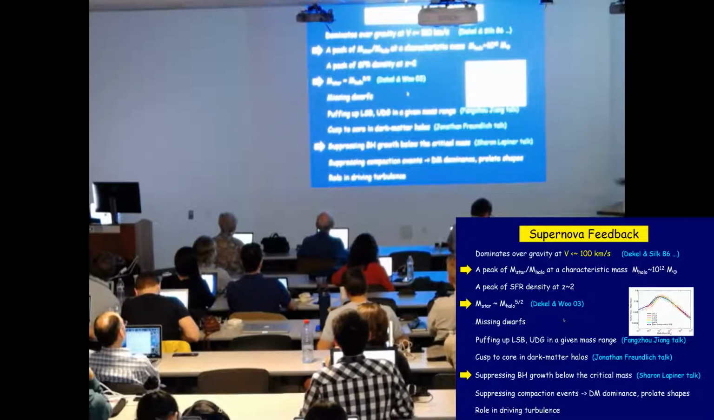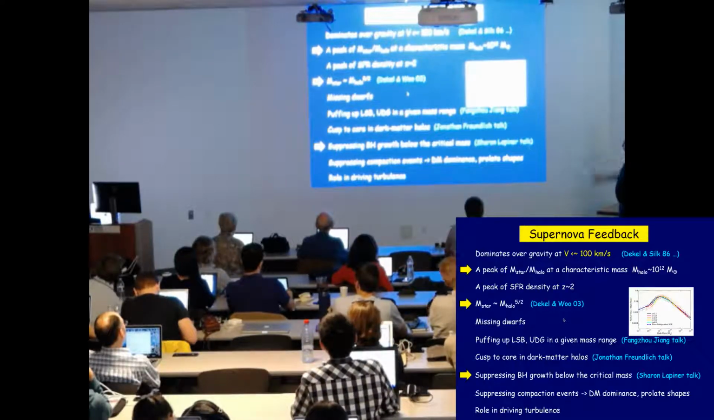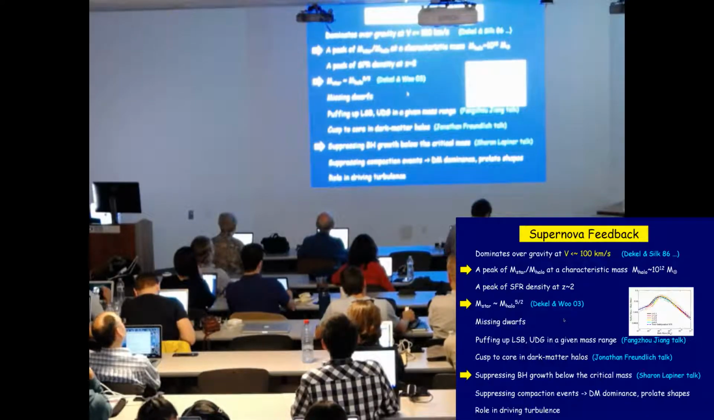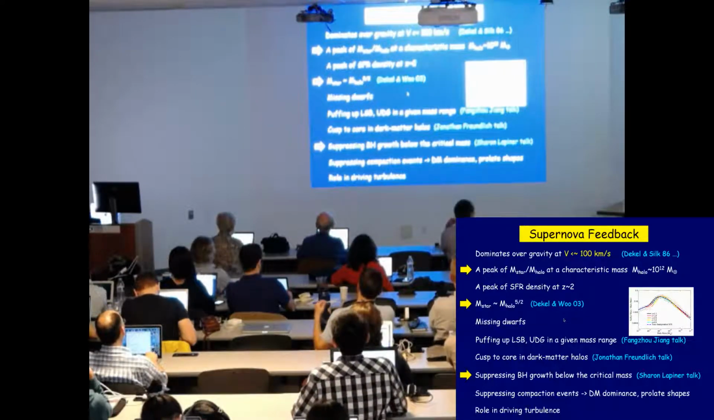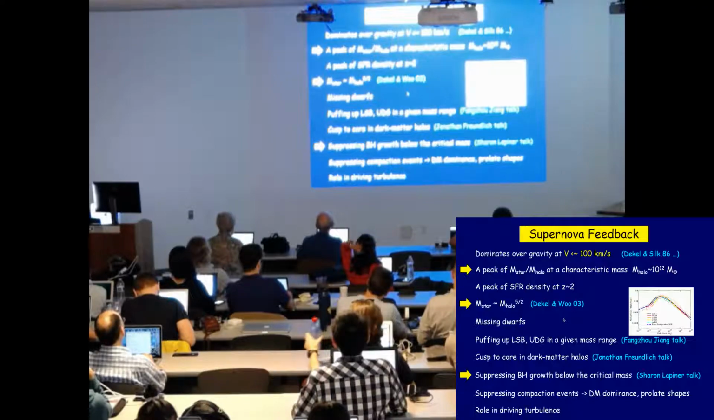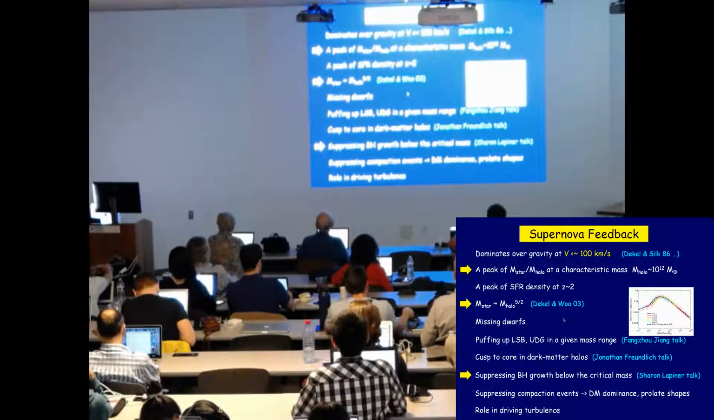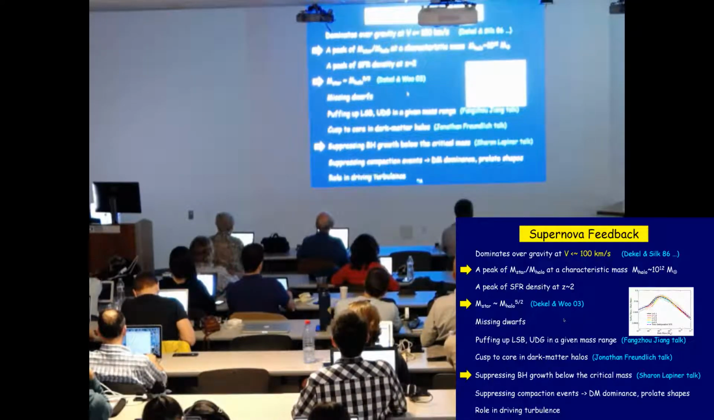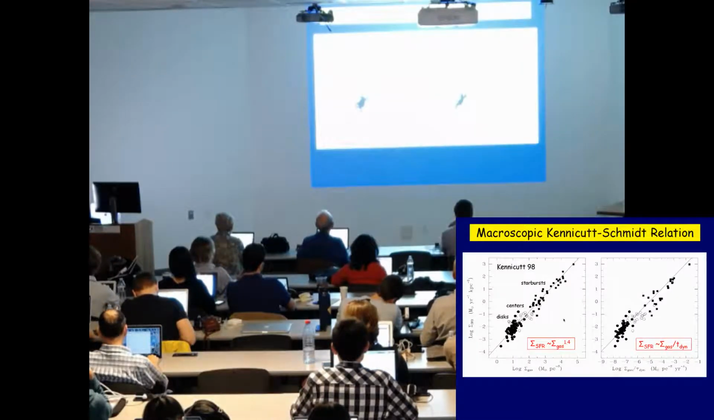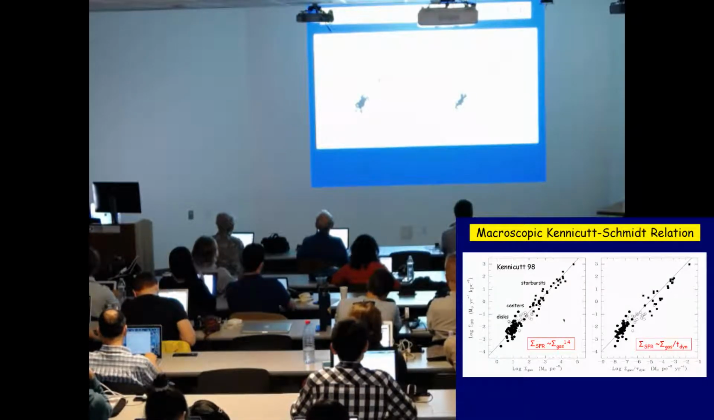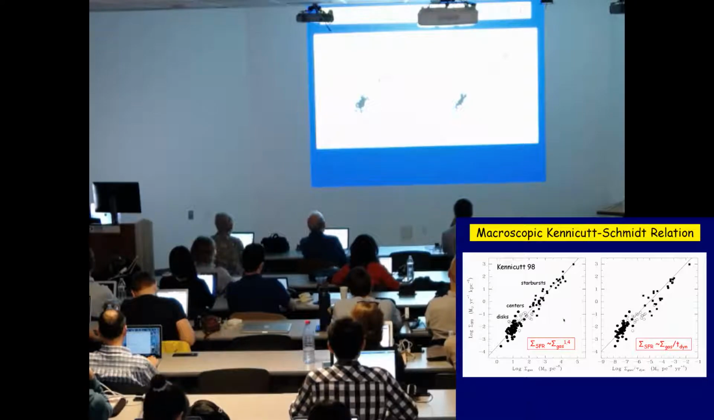And I want to point you to a talk later this afternoon by Sharon Lapiner about how supernova feedback suppresses black hole growth below the critical mass and introduces the critical mass for black hole and AGN. And there are many other things which were mentioned today: turbulence driving, UDGs, gas cores, etc. So the Kennicutt-Schmidt relation, that's what I'm trying to explain with supernova feedback alone.